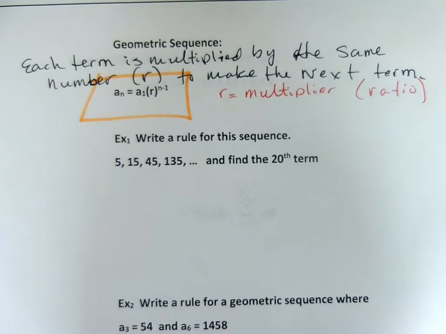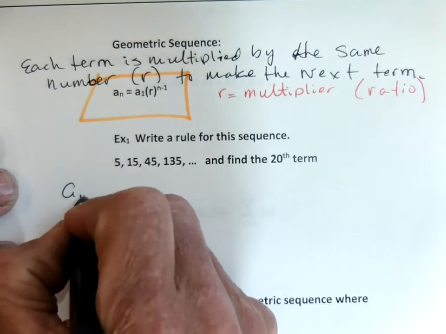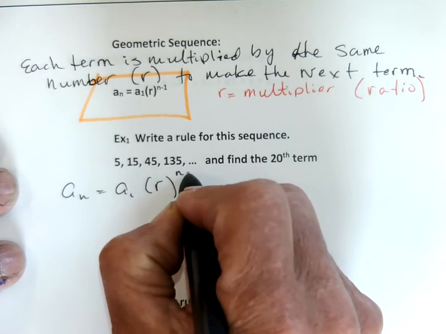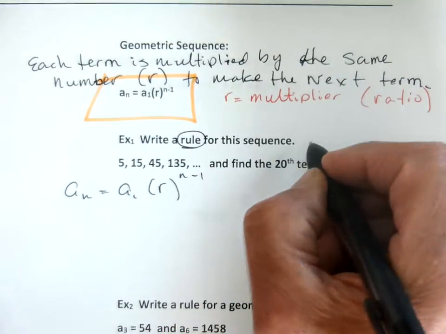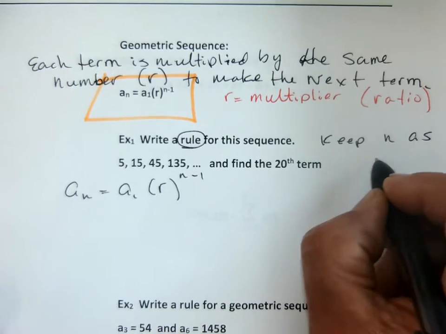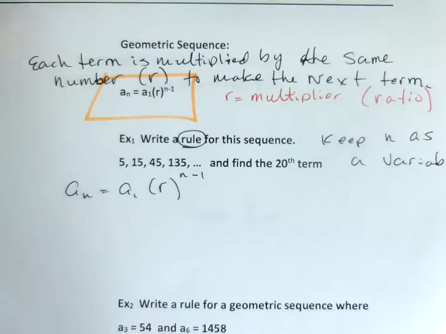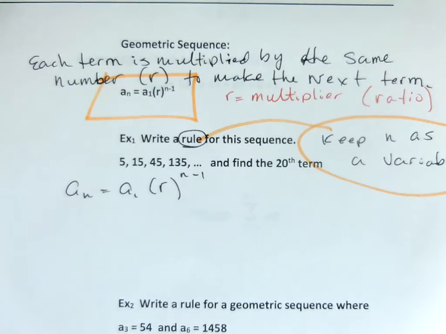Example 1 says write a rule for the sequence. I'm going to use this formula, A of n equals A1 times R to the n minus 1 power. Now if you need a rule or a formula, we need to keep n as a variable, because we need to plug in a number and then plug in the next number and the next number. So we need a variable to plug into, right?